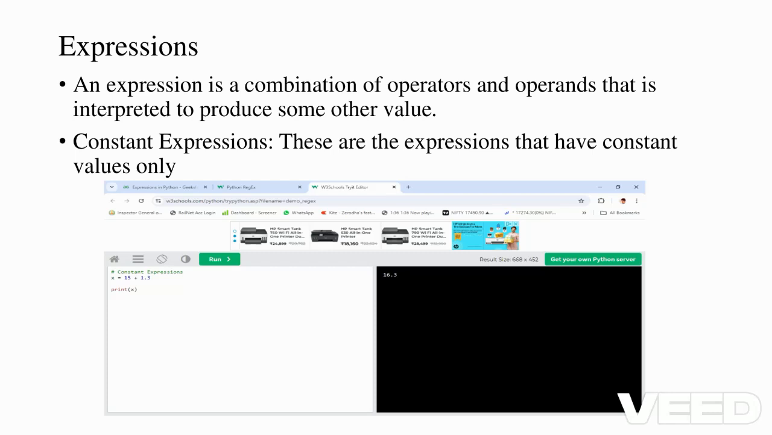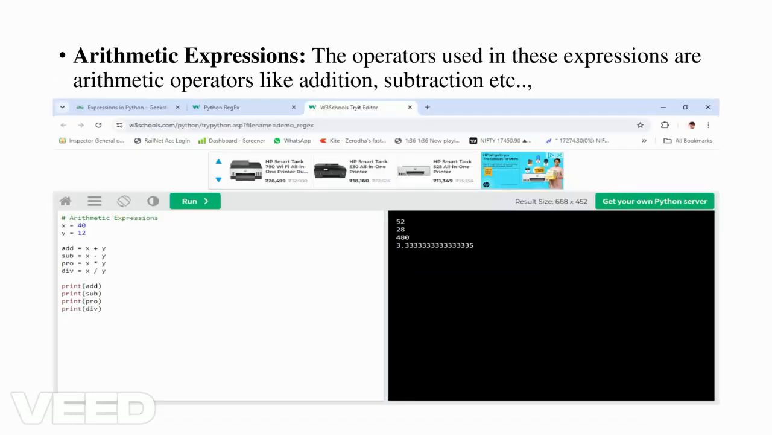Next, we are going to see what is meant by an expression. An expression is a combination of operators and operands that is interpreted to produce some other value. Constant expressions are expressions that have constant values only. The next one is the arithmetic expression. The operators used in these expressions are arithmetic operators like addition, subtraction, multiplication, division, square roots, etc.